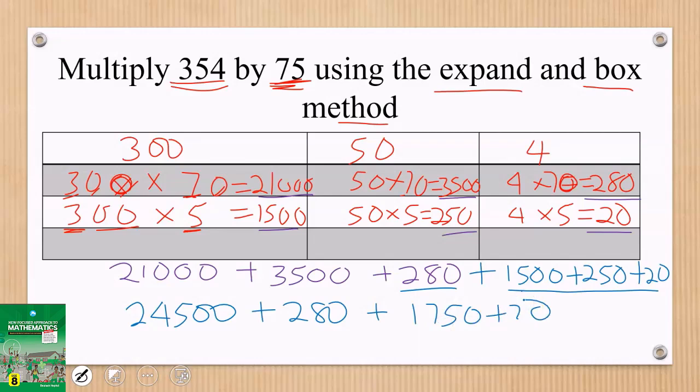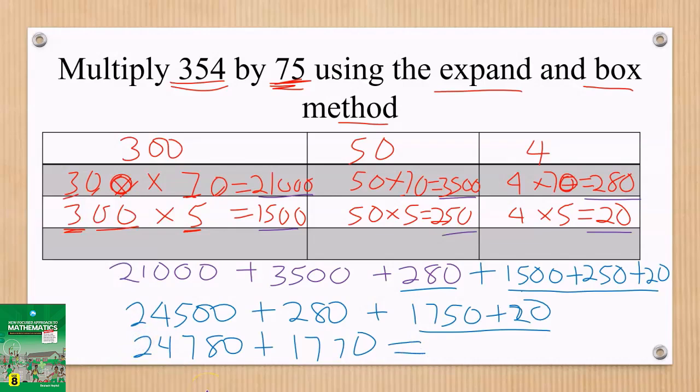Now when I add this portion, I'm going to have it as 24,780. Here too I can add this easily as 1,750, plus 20, so 1,770. Now putting these two together, if you do the addition correctly, you have 26,550. So that becomes the result for multiplying 354 and 75.